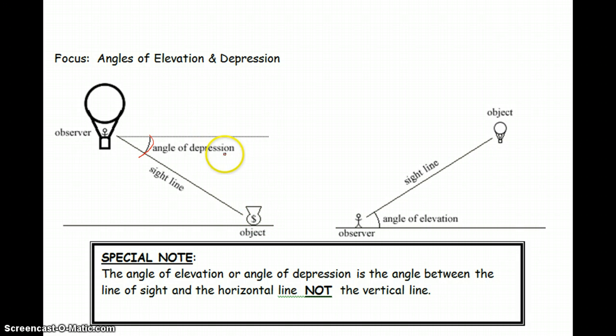So think about the word depression itself. What it means to be depressed, we're down. We're down in the dumps. So think about, again, the horizontal line looking down, and that's where we have this angle.